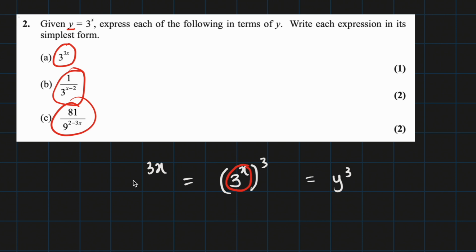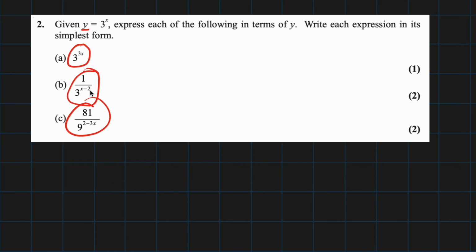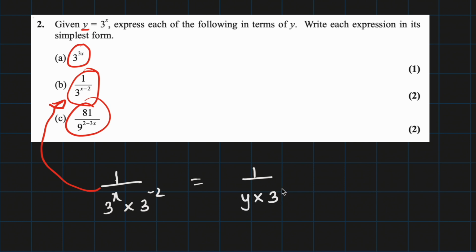Alright, same way, I'm going to use the same logic to solve b part. My first step is to isolate 3 to the power x. So 1 over 3 to the power x into 3 to the power minus 2. Notice, these two are still the same thing. I've just rearranged it in a different way. Now, 1 over y into 3 to the power minus 2. I know this is just 9 over y.